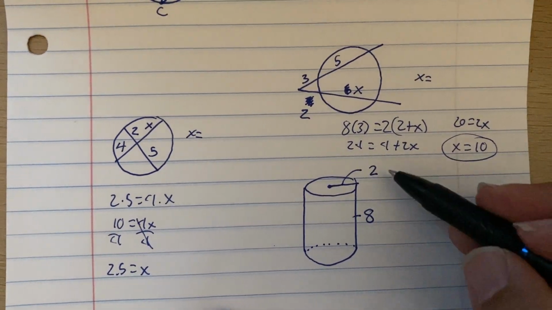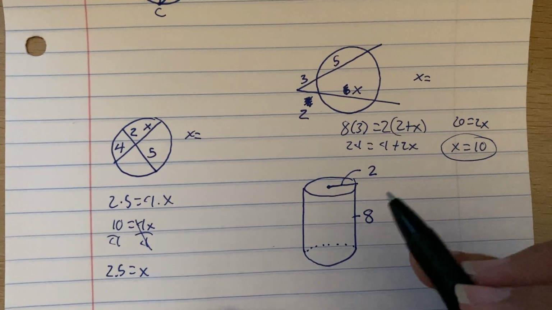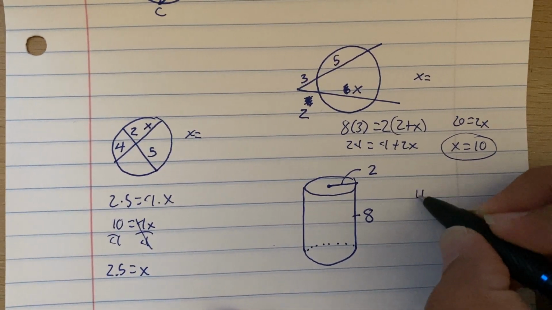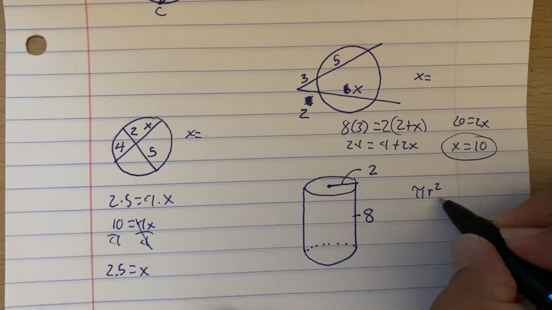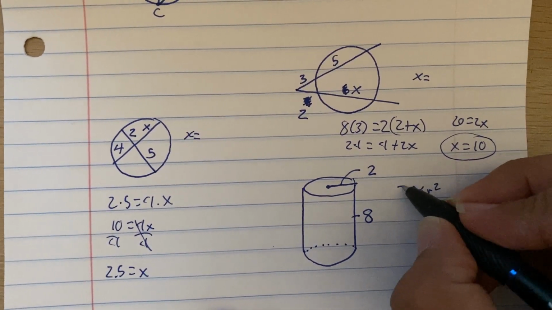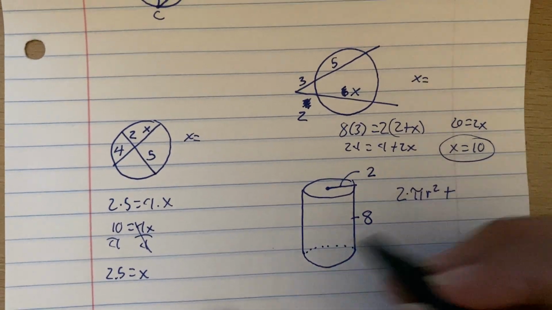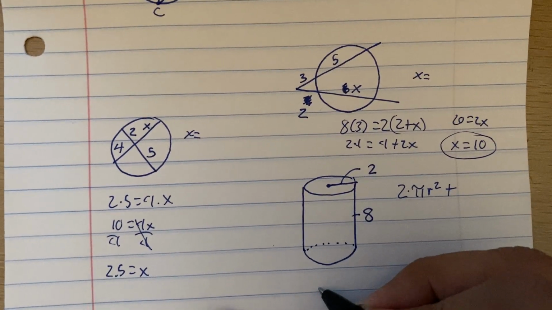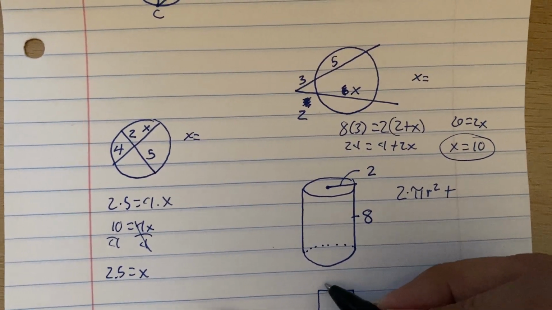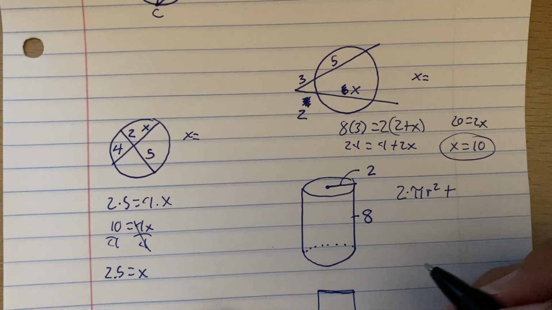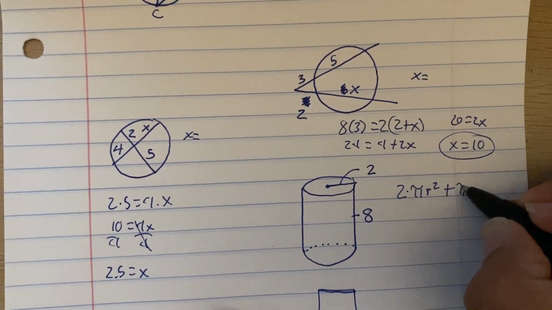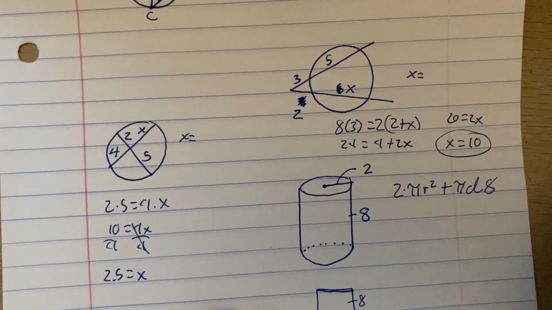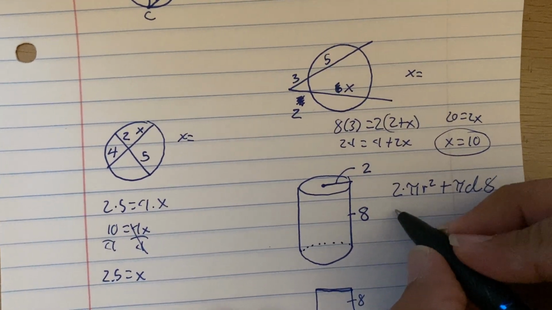Then 2 and 8. So I'm going to find the surface area of this. I have to find the surface area of the two circles. So pi r squared is one circle, but this one has 2, so I'm going to multiply it by 2. Then I'm going to add the surface area of the centerpiece, which is a rectangle. This here is going to be the circumference of the circle, which is pi times diameter, times the height, which is 8.